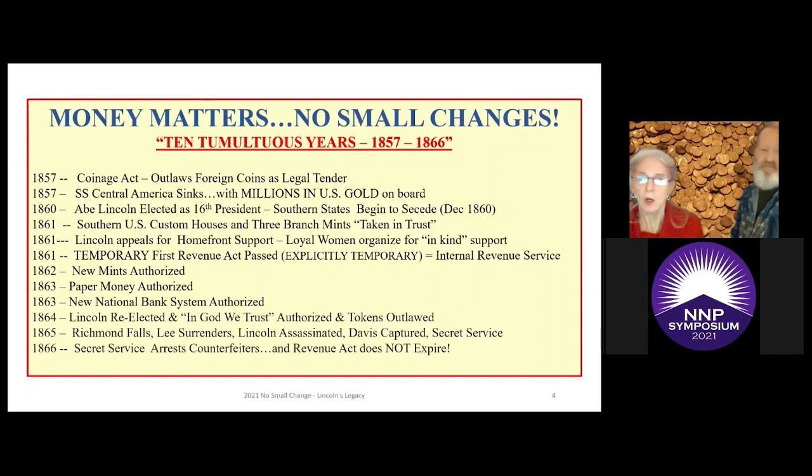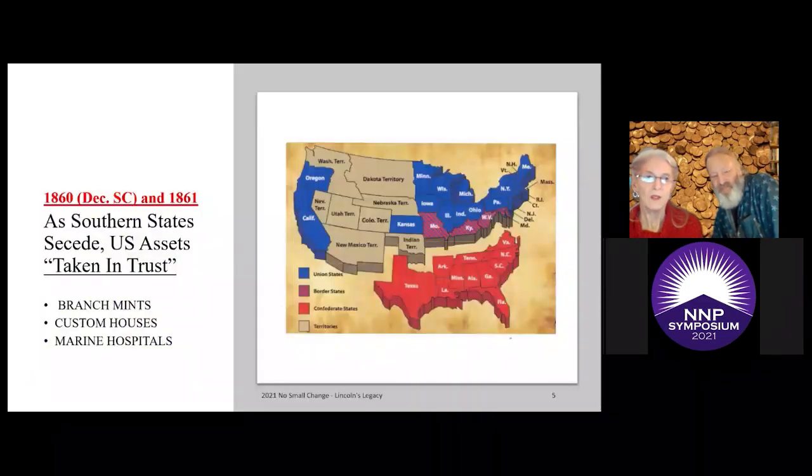The SS Central America, a ship that is bringing millions in gold from California, sinks off the Eastern Shore. So some of this legal tender that was to be available to circulate is now gone. Abe Lincoln is elected as the 16th president, and states begin to secede. When they go out, they're not just taking customs, they're taking custom houses, they're taking branch mints. And Rick will go further on into some of the acts that were enacted to deal with coins and currency a little bit further on. But again, as the southern states are seceding, they're taking the mints.